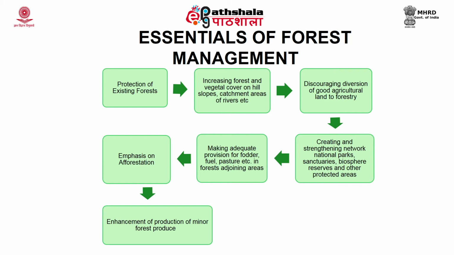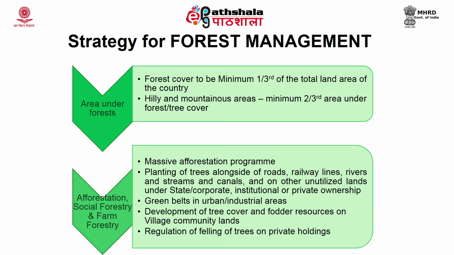If we look at the strategy adopted by the forest policy of 1988, we can look at the area under forest. Number one, 1/3 area. We said that forest cover should be increased to 1/3 area. So far as mountains and hills were concerned, the aim was to maintain 2/3 area under the forest so as to prevent soil erosion and land degradation, and also to ensure the stability of the fragile ecosystem of the Himalayas. Another important strategy for forest management was afforestation, social forestry and farm forestry.